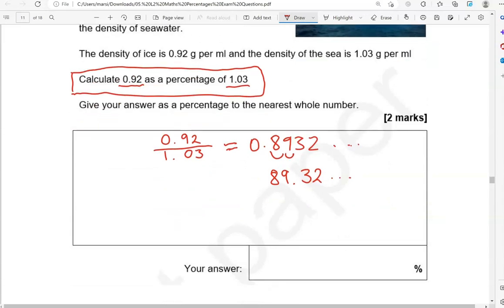We've got to give our answer as a percentage to the nearest whole number. So we only need the digits before the decimal point. We need the whole number. So do we keep this as 89 or do we go to 90? So looking at this digit here on the right, that's a 3. That means we keep it down as 89%.